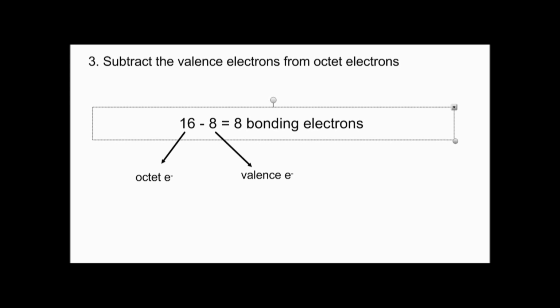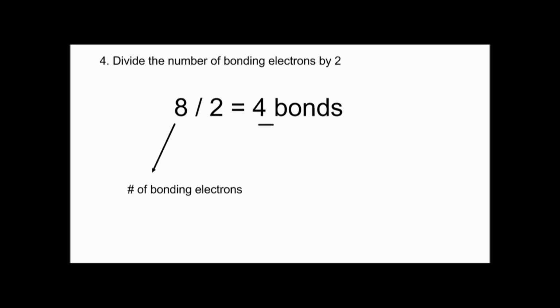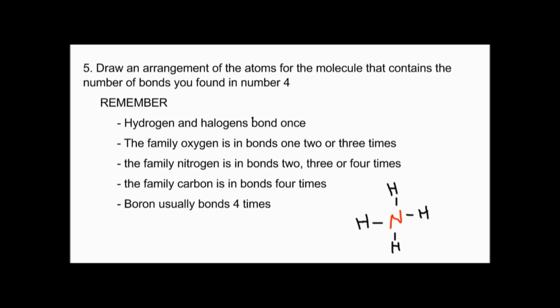Step 3, subtract the valence electrons from octet electrons. Here we have to subtract 8 from 16, so it would be 16 minus 8, which will equal 8 bonding electrons. Now, step 4 is dividing the number of bonding electrons by 2 to give you the number of bonds. So 8 divided by 2 is 4, so we get 4 bonds.